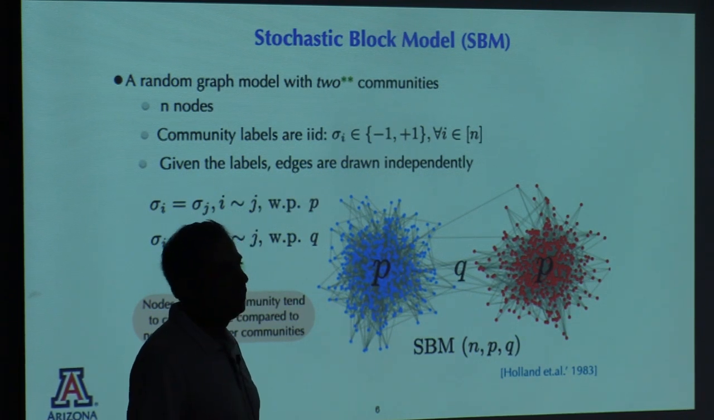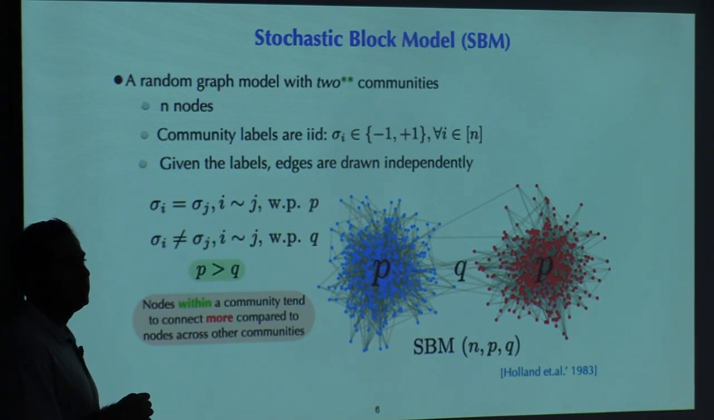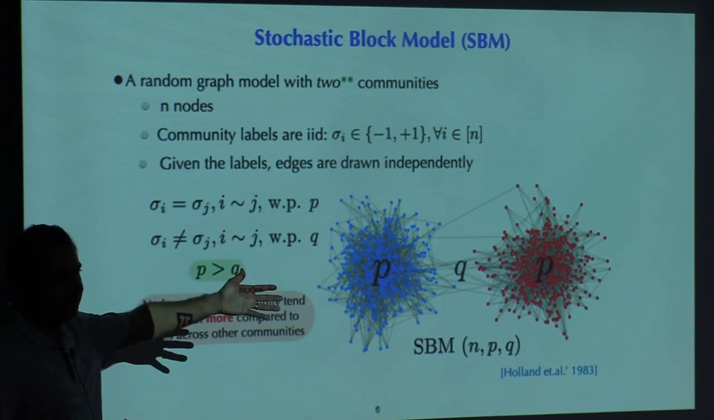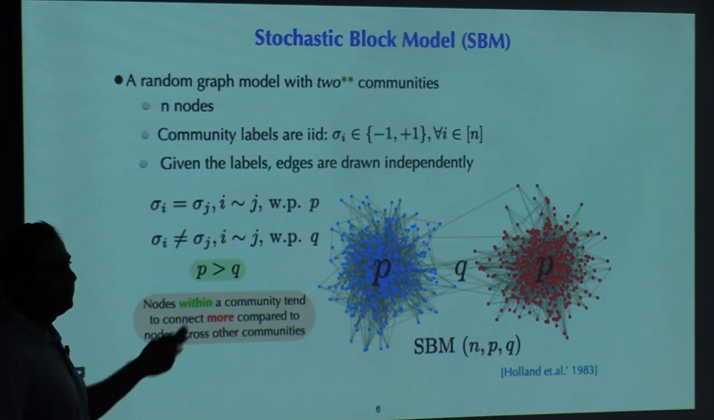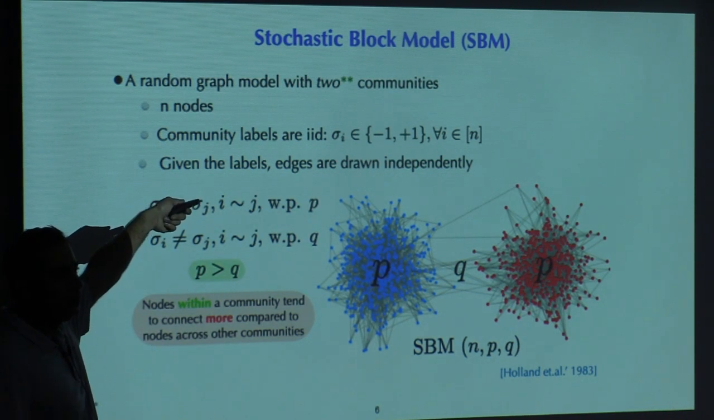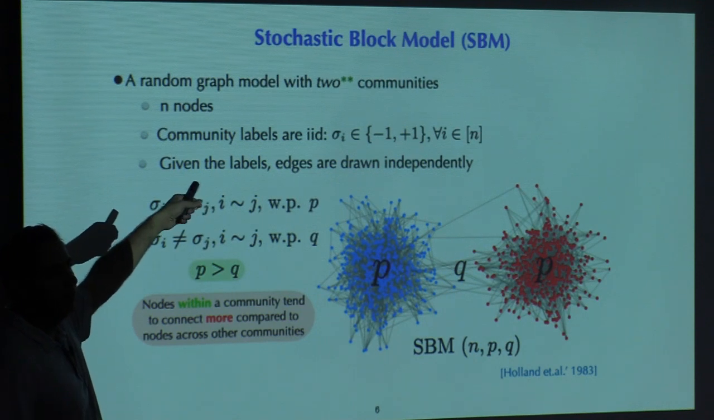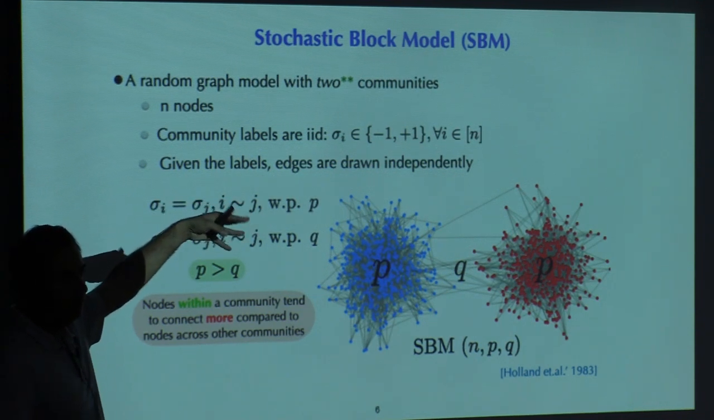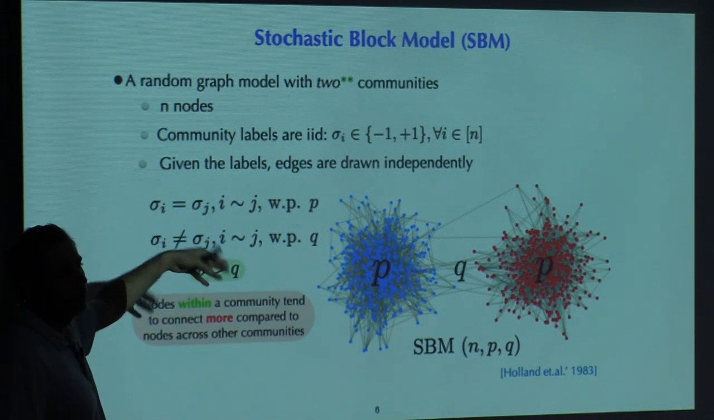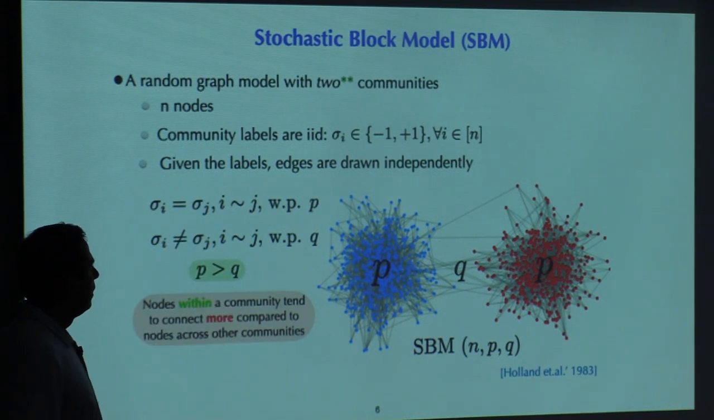That is fixed to half for now, yeah. But you can generalize this when there is a prior on how many nodes are blue and how many are red. So if maybe 30% are red and 70% are blue, you would put a prior on sigma i's. Each person would be red or blue with 70 and 30 likelihood, and then you would still go ahead and draw edges with a certain probability. Okay.